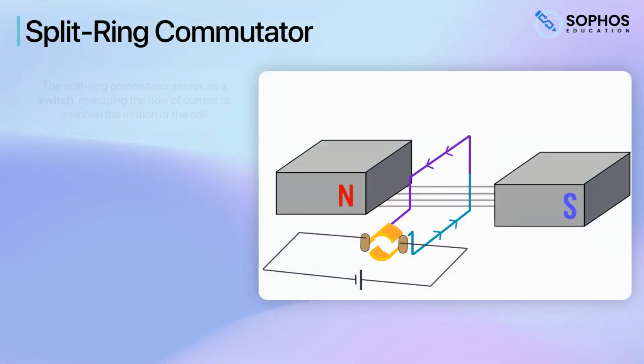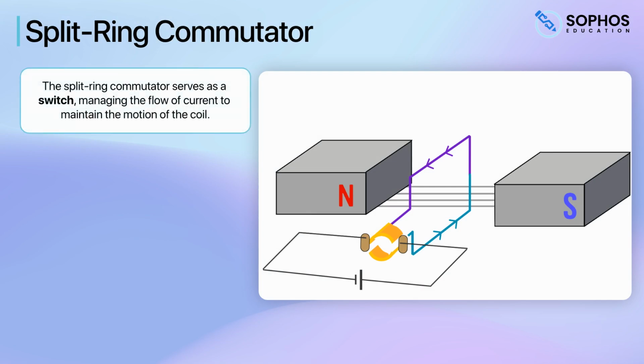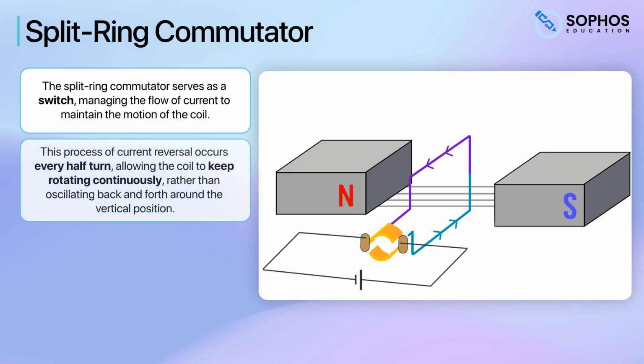In essence, the split-ring commutator serves as a switch, managing the flow of current to maintain the motion of the coil. This process of current reversal occurs every half turn, allowing the coil to keep rotating continuously rather than oscillating back and forth around the vertical position.